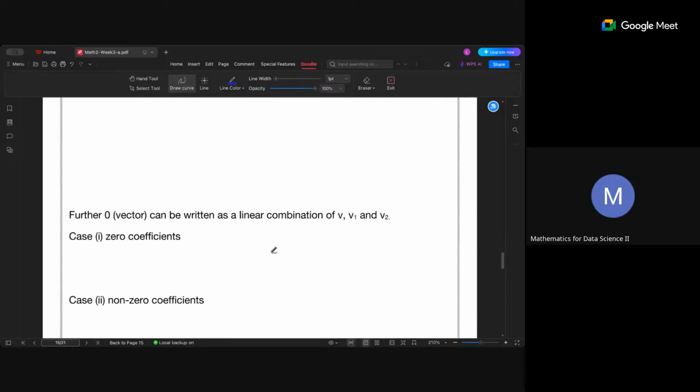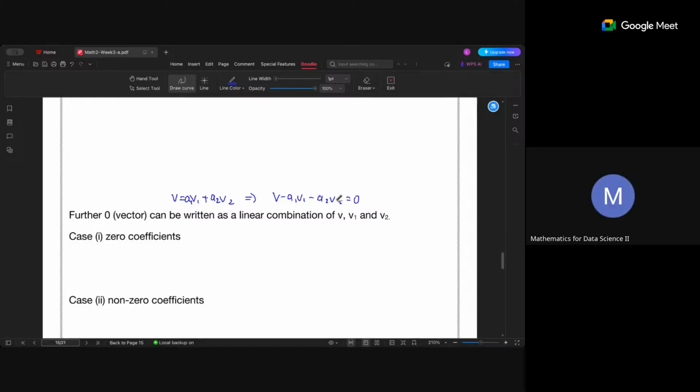Right? Okay. So the zero vector can be written as a linear combination of v, v1 and v2. If v is equal to a1 v1 plus a2 v2, then what does it say? v minus a1 v1 minus a2 v2 equal to 0. So it means zero is a linear combination of v, v1 and v2. Yes or no?